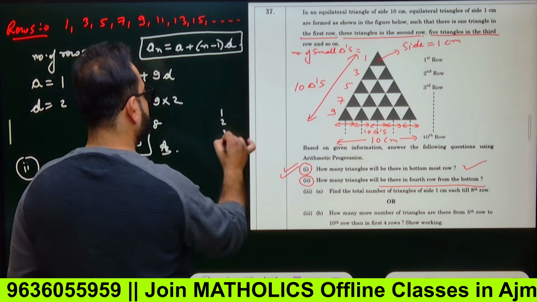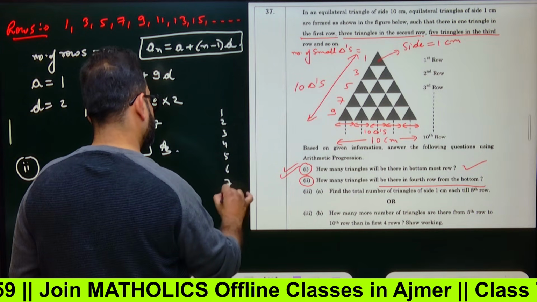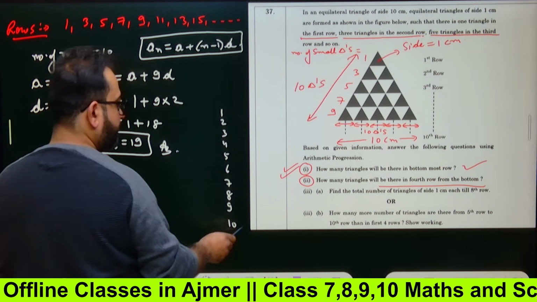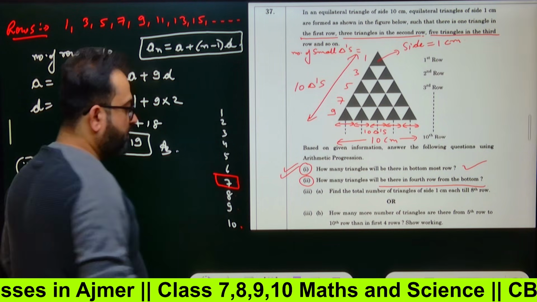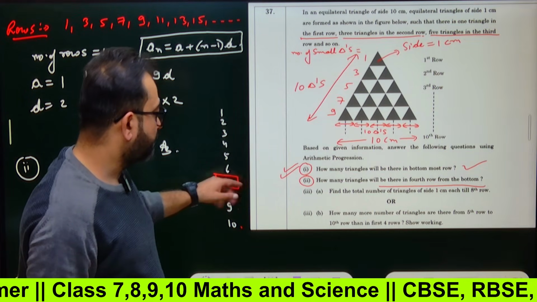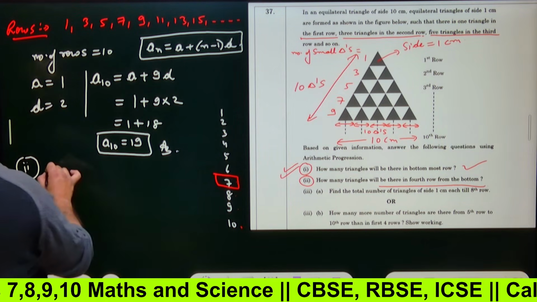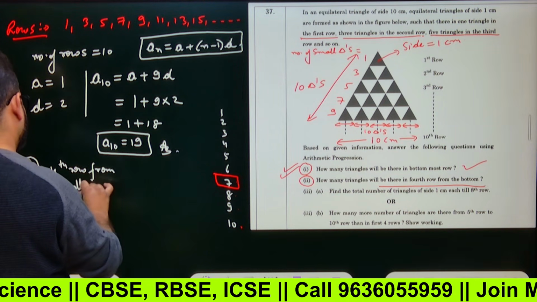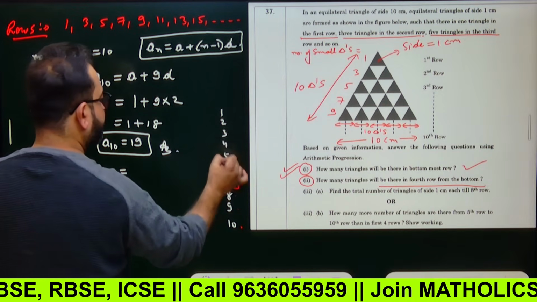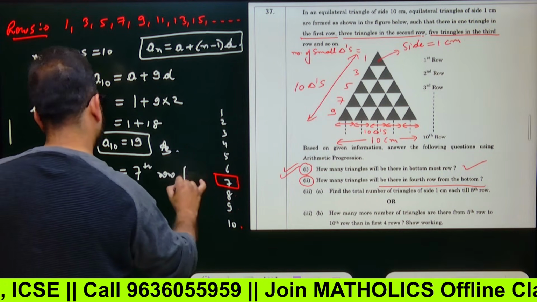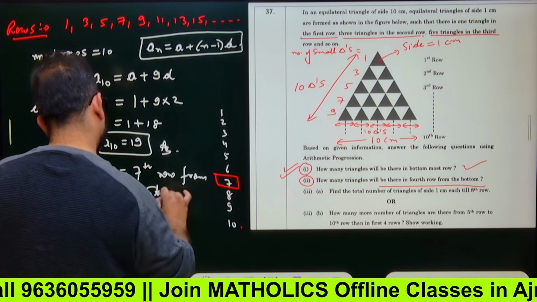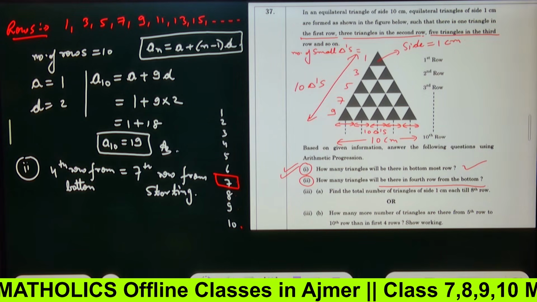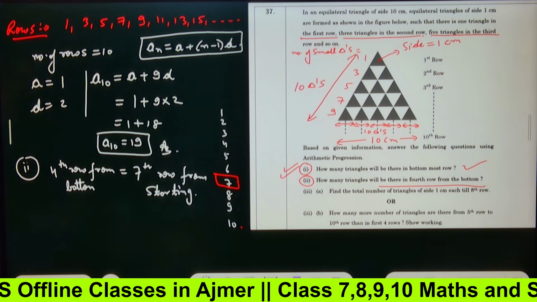See, this is 1, 2, 3, 4, 5, 6, 7, 8, 9, 10. Fourth row from the bottom will be which row from the starting? 1, 2, 3, 4. It will be the seventh row from the starting. Yes or no? Seventh row from starting. How many of you got this point?